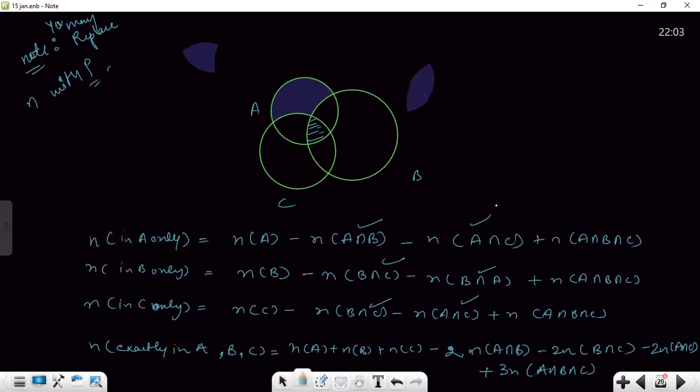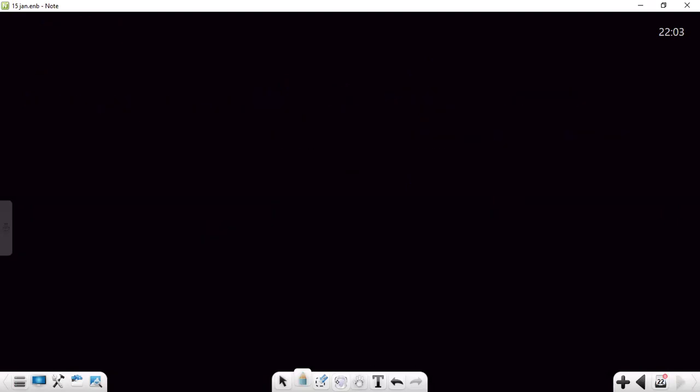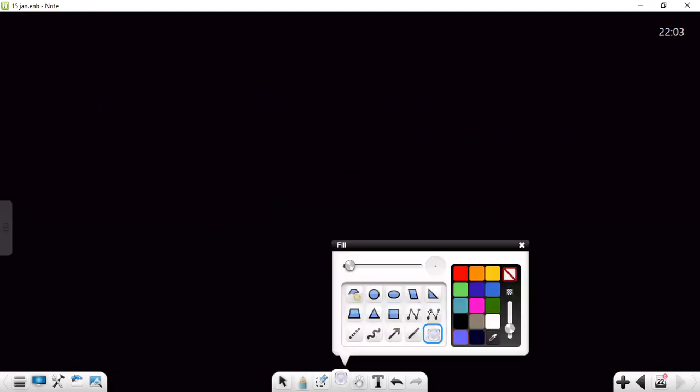So in this slide, we have talked about elements in A only, B only, C only, like a single. But what about elements in only two sets? So here we will discuss the same. Or we are running out of time. Sorry. We'll discuss it later then. Okay. Yes, sir.